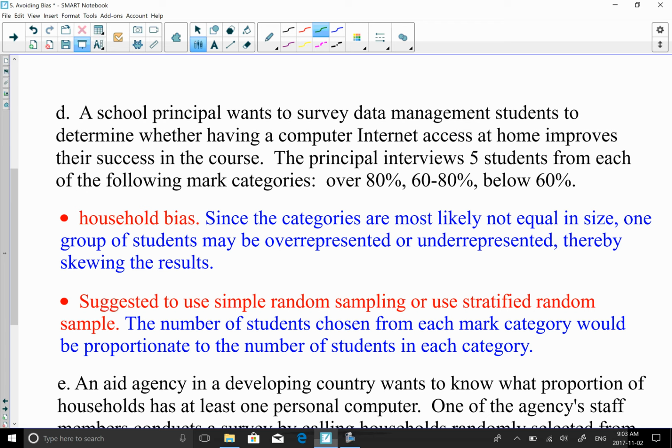So the stratified, okay, where you're grouping them into different groups, perhaps this grouping is not even the best: over 80, 60 to 80, and below 60. Maybe they need to do more categories than that and get a proportion from each group.